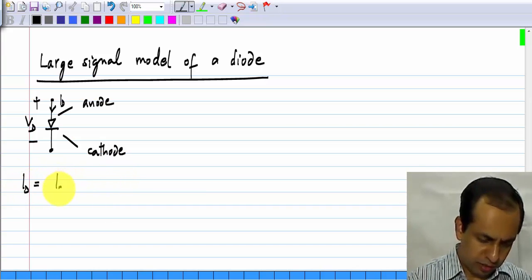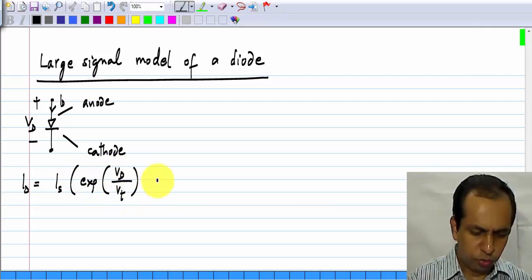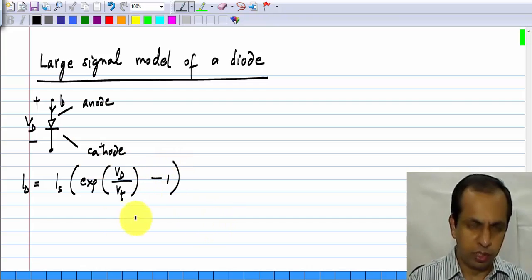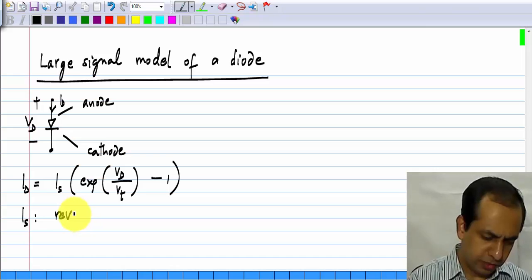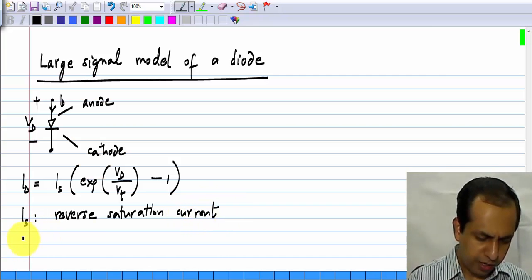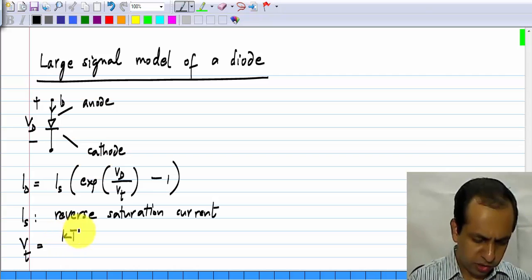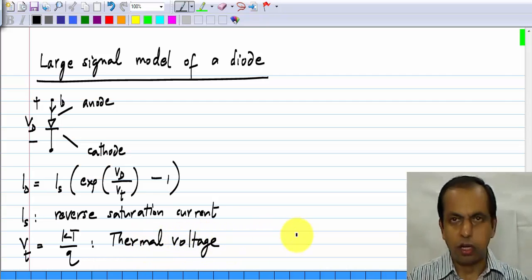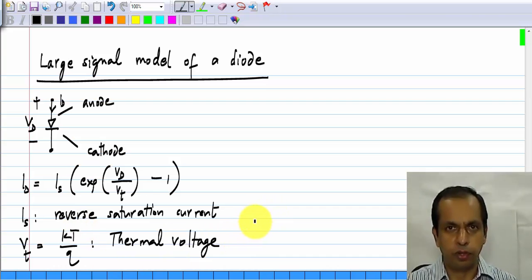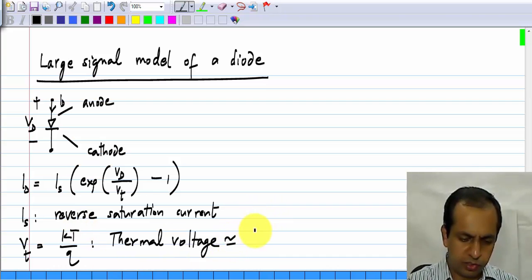The diode current is Is times exponential of the diode voltage by thermal voltage, minus 1, where Is is the reverse saturation current, and Vt, which is kT by q, is the thermal voltage. And if you substitute the values for 300 Kelvin or room temperature, this is approximately 25 millivolts.